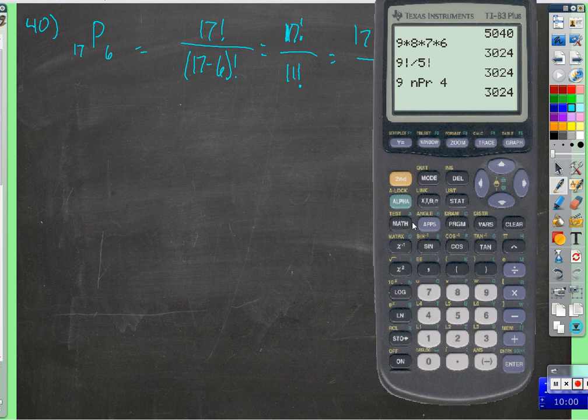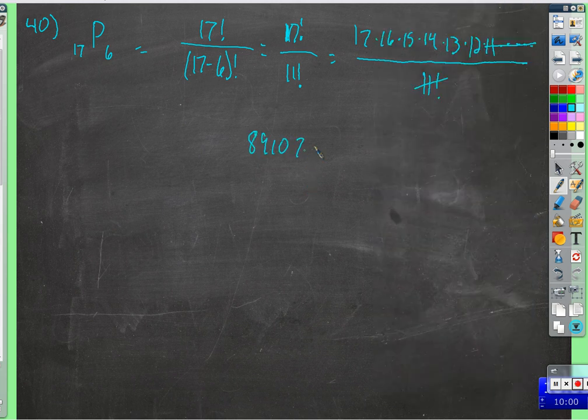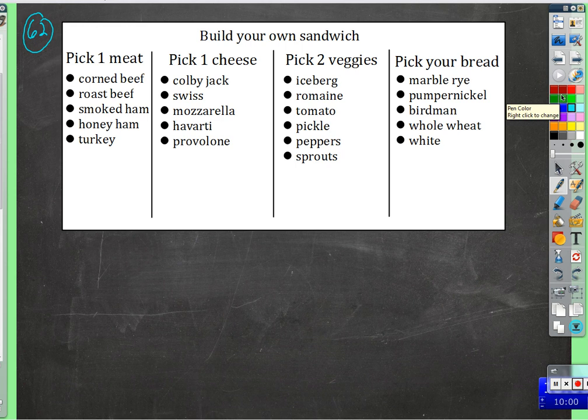And the calculator can do this for us. I'll just bring this back up. I'll put in 17, 6, and it is very large. 8, 9, 10, 10, 20, so 8. Okay, so it's in the millions. All right.